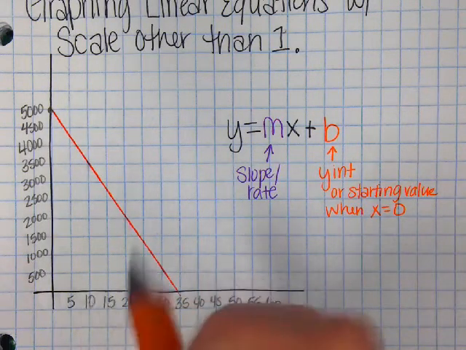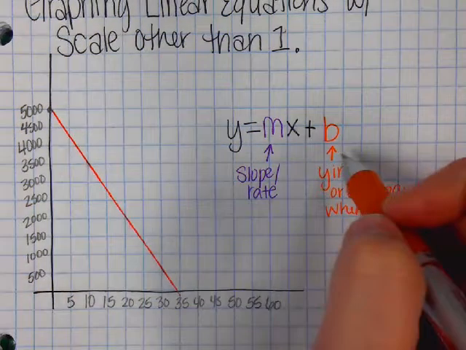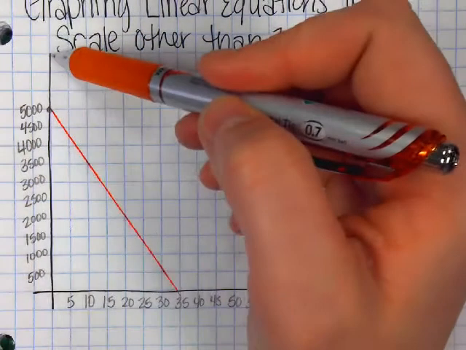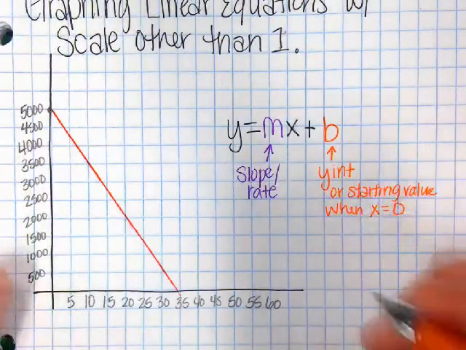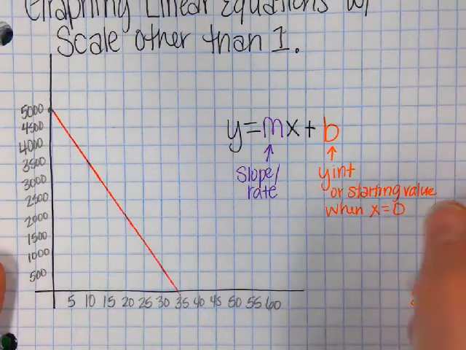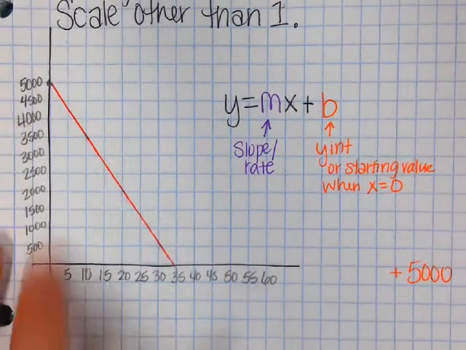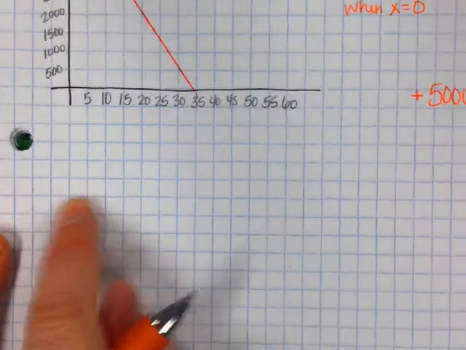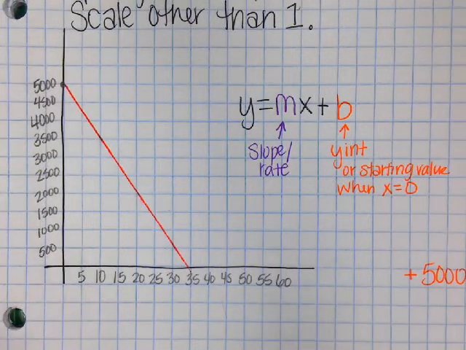So if you look at this line, in order to find your y-intercept, you're going to look at where it crosses the y-axis. Well, this is the y-axis, and it crosses at 5,000. So we know our equation is going to be something plus 5,000. And it's a plus 5,000 because it's positive. If it was down here, it would be a negative 5,000, but since it's positive, it's a plus 5,000.